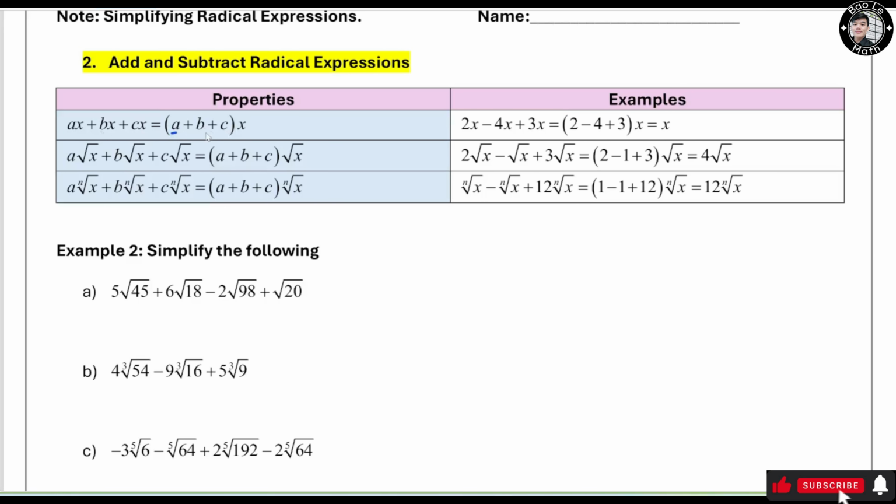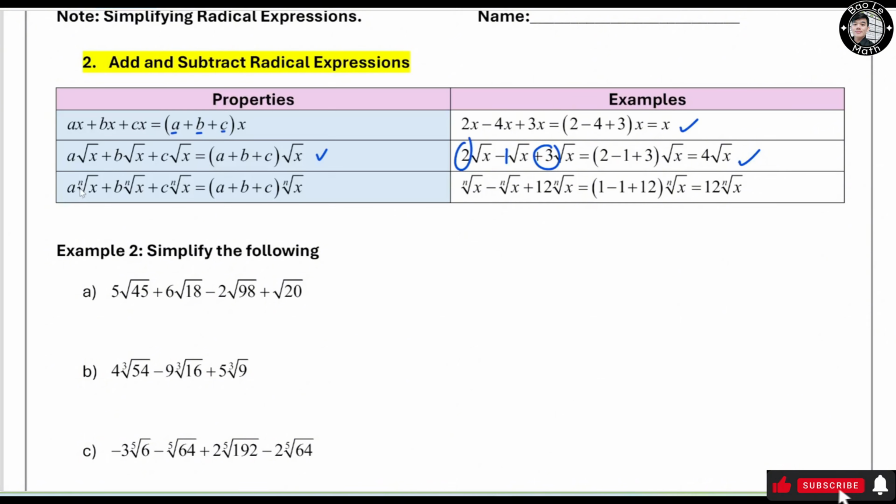So we're going to add A, B, C, right? For example, 2S minus 4S plus 3S equals (2 minus 4 plus 3) times S, which equals S. Now similarly, if we have A root S plus B root S plus C root S, we do exactly the same thing. So this guy right here, we're going to factor root S out. So we have 2 minus 1 plus 3, right? It's going to be 4 root S.